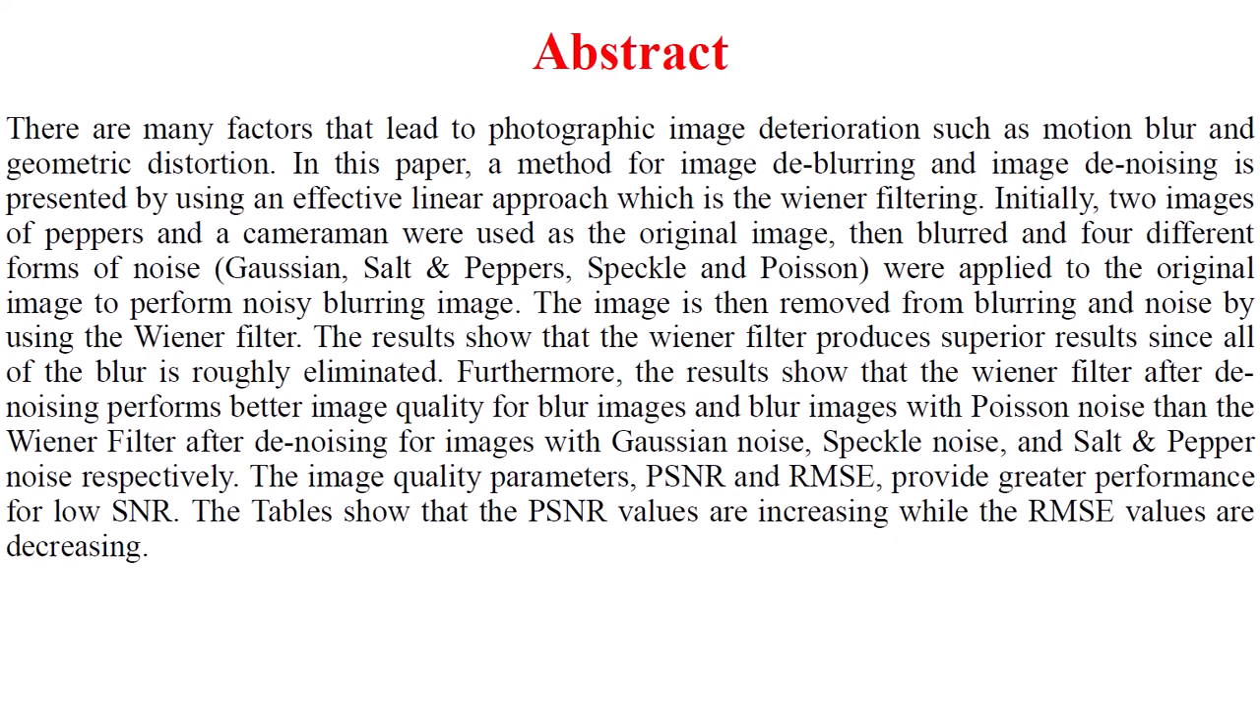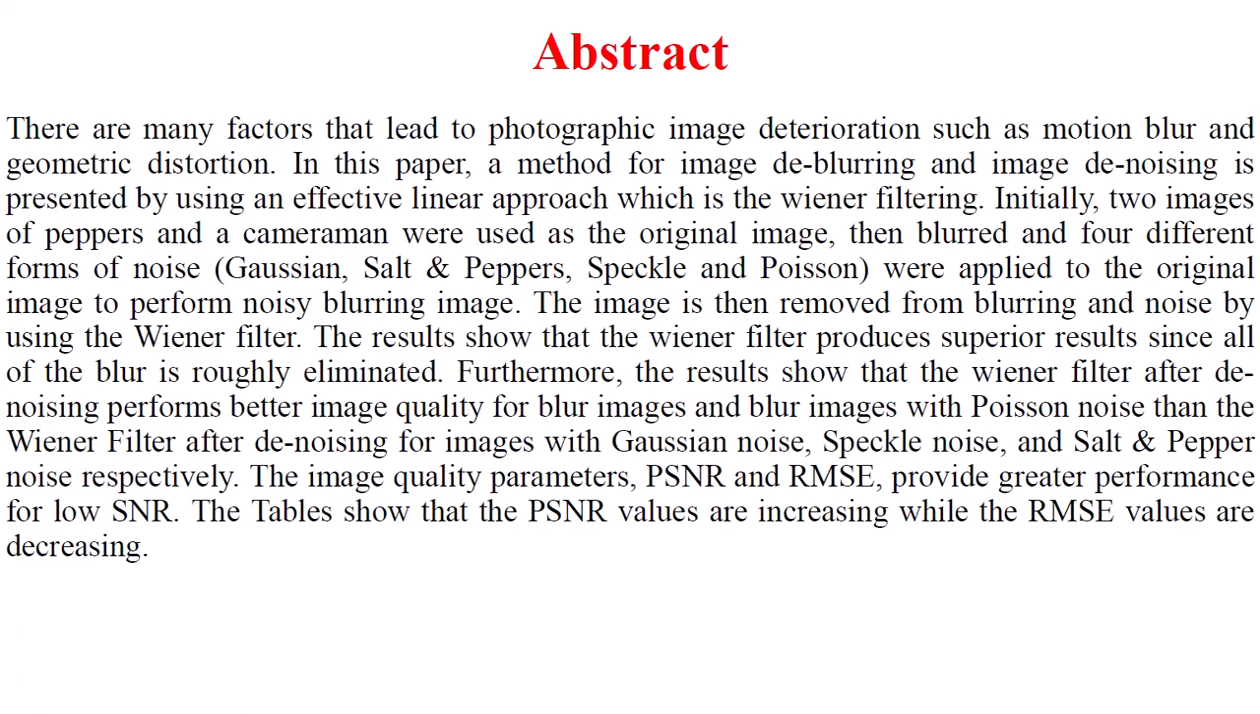Abstract. There are many factors that lead to photographic image deterioration, such as motion blur and geometric distortion. In this paper, a method for image deblurring and image denoising is presented by using an effective linear approach, which is the Wiener filtering.